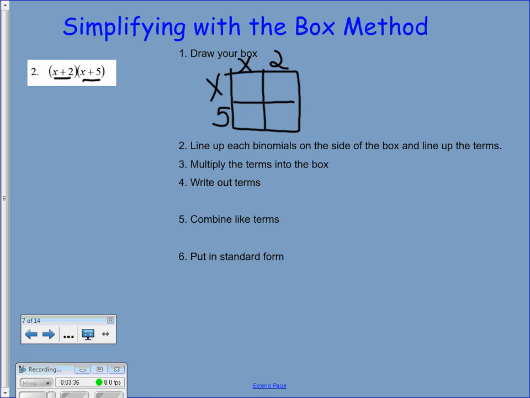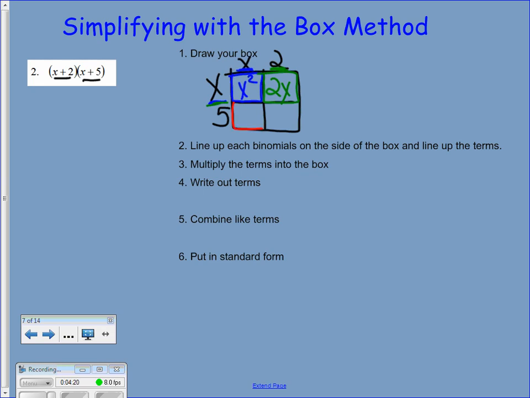So I picked 2 sides. You pick a side and you pick a top. Okay? Notice how each of these are positive, so I put them as positive. If any term inside the binomial is negative, then you need to write it out as negative. So we'll take a look at that a little bit later. So now that we've lined up the binomials on each side of the box, we're going to multiply the terms into the box. So for this square right here, I want to take x times x. Well, x times x gives me x squared. For this box right here, I want to take 2 times x, which gives me 2x.